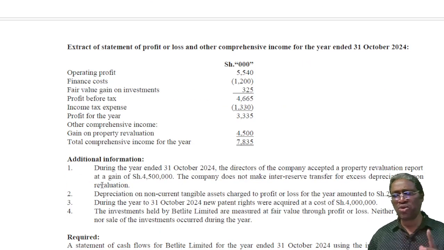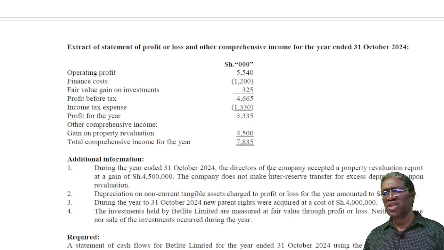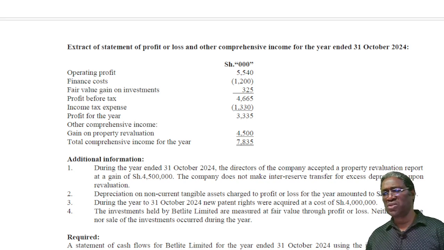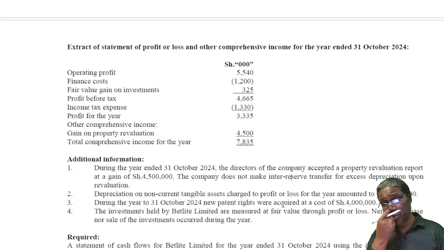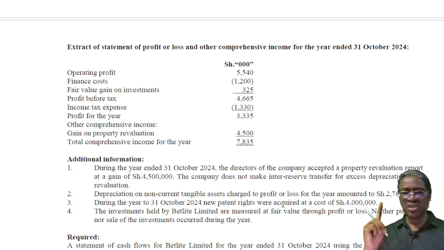From note number 1, you can see we are told there was a revaluation gain. That's given. Number 2, we are told the depreciation charge for the year was 2.78 million. You can see there that the depreciation charge for the year was 2780. Good. Number 3 does not relate to property, plant, and equipment, and number 4 does not relate to property, plant, and equipment. So from this question, I can see one thing: depreciation.